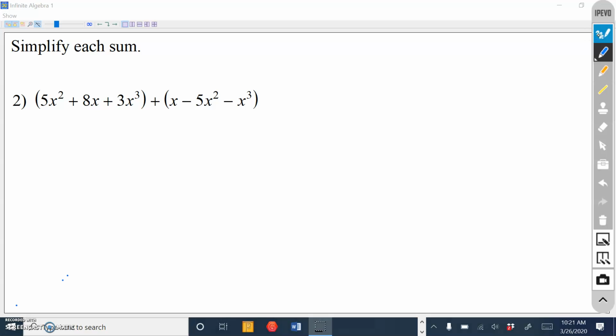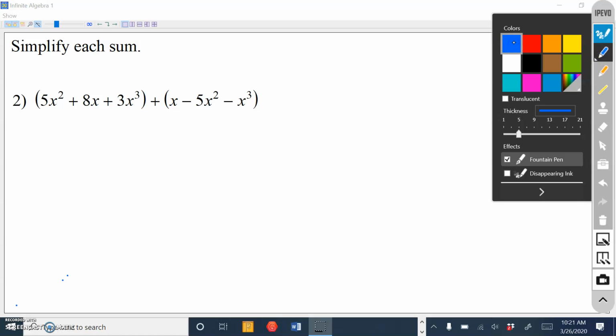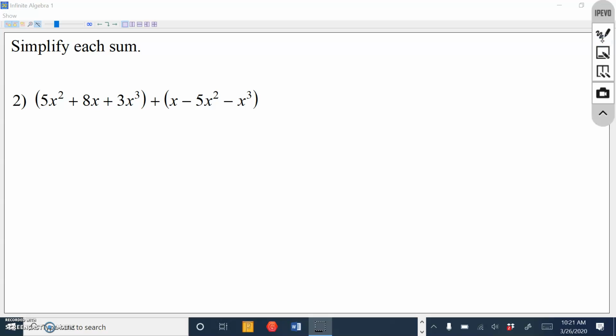Okay, so today I'm going to show you how to add polynomials. We've got the problem 5x squared plus 8x plus 3x cubed, and we're going to add x minus 5x squared minus x cubed. We're going to try to put together our like terms. So if you remember what we did in class, you can do this by grouping, or we can do this vertically. So I'm going to show this problem by setting up a vertical alignment.